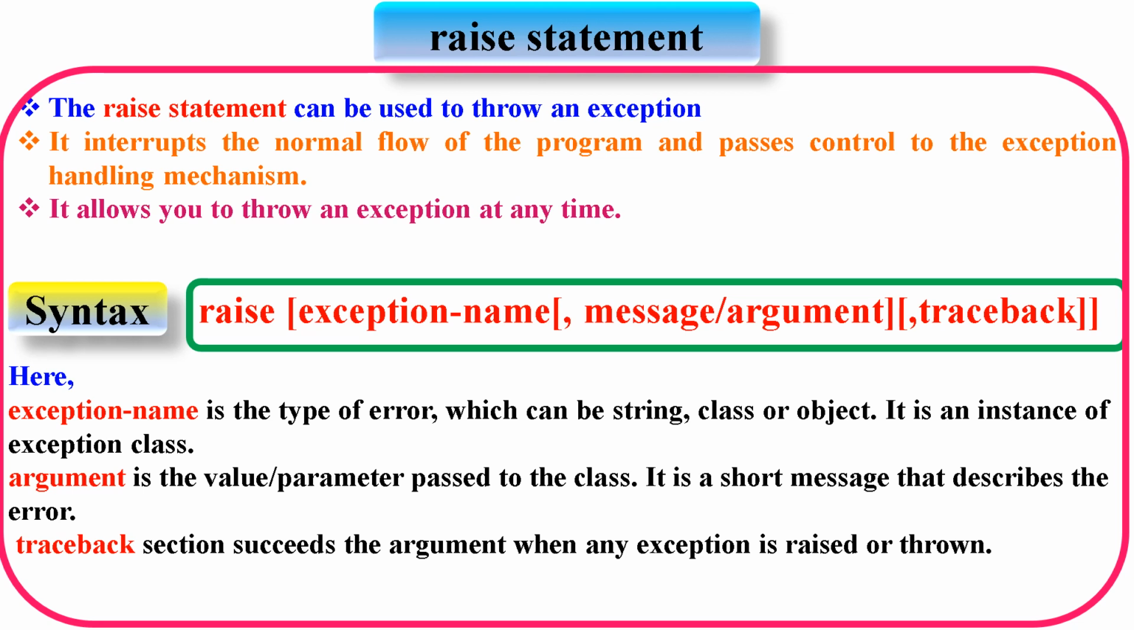Here, exception name is the type of error, which can be a string, class, or object. It is an instance of the exception class. Argument is the value or parameter passed to the class. It is a short message that describes the error. You can also give your own message for notifying the error to the user. As the argument is optional, its default value None is used in case the argument is not provided. The traceback section succeeds the argument when any exception is raised or thrown.